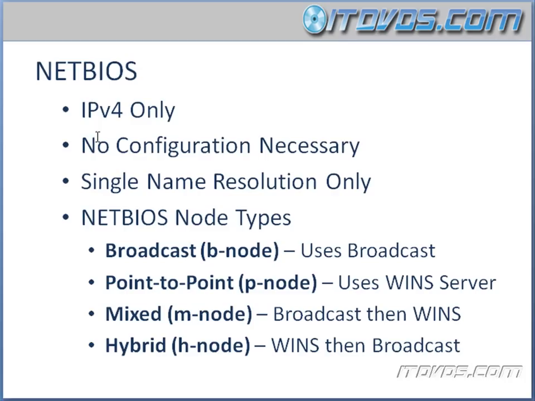Let's just talk a little bit more about NetBIOS. Again, NetBIOS is IP version 4 only. There's no configuration necessary. But with NetBIOS, it's going to be single name resolution only. So this is actually one of the issues with NetBIOS. There is no dc02.itdvds.local. That's called a fully qualified domain name. There would just be dc02. So there's no way to differentiate between two computers that might be named DC02 with NetBIOS. So that's kind of a problem. And it makes NetBIOS not very scalable. And again, that's why DNS is the much preferred method, and that's why we moved to DNS.